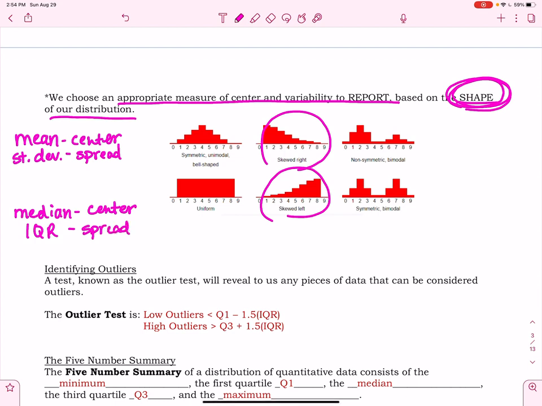Now here's what you have to remember. Mean and standard deviation always go together. Median and IQR always go together. You're never going to report the mean with the IQR or the median with the standard deviation. These two go together and they never break apart.